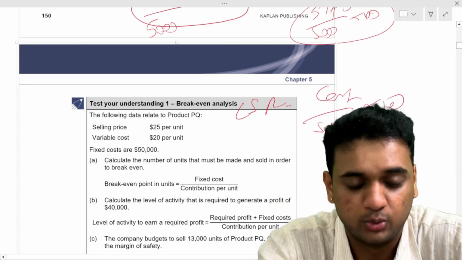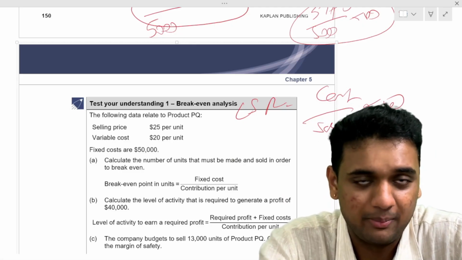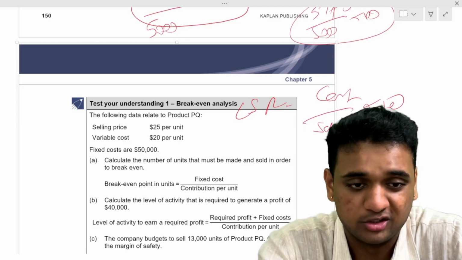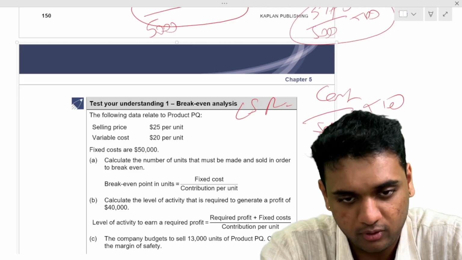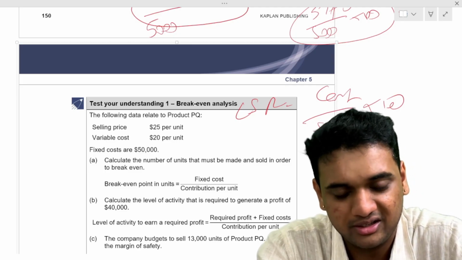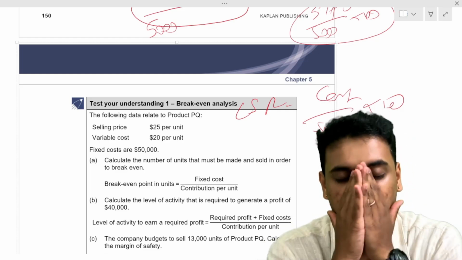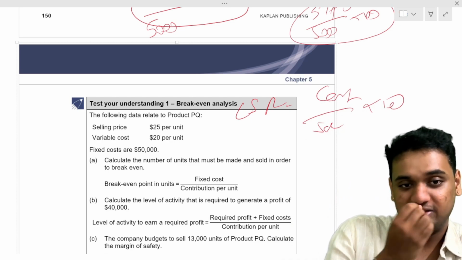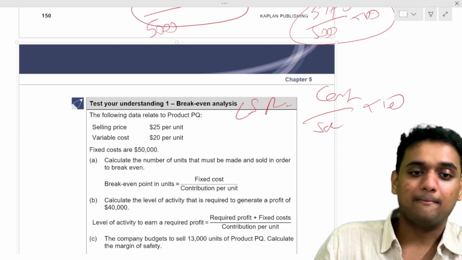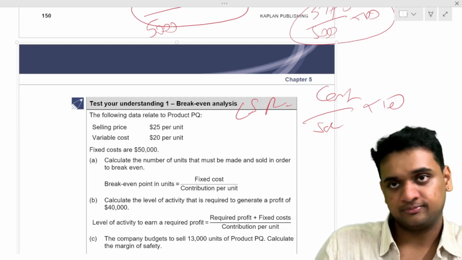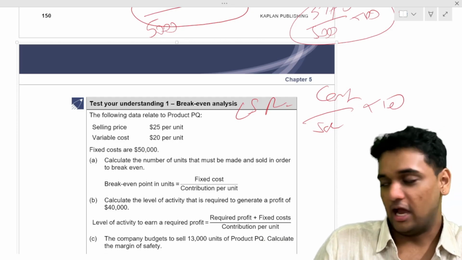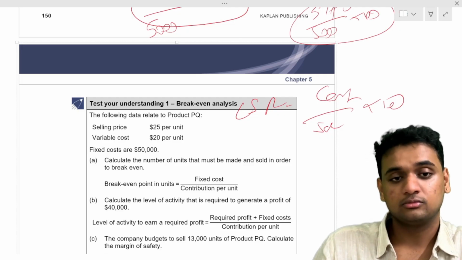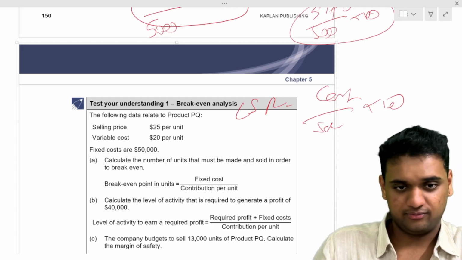Selling price per unit is 25. Variable cost per unit is 20. Fixed cost is 50,000 rupees. First, calculate the break-even point in units. You can use a calculator. 10,000. Okay.